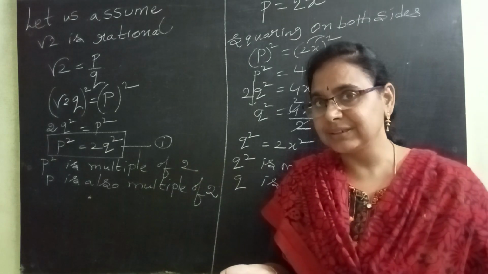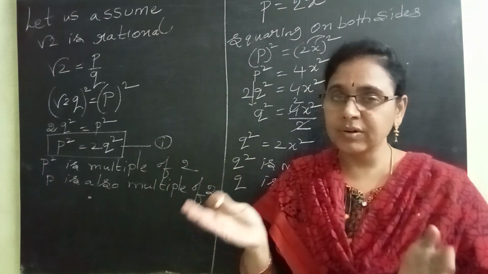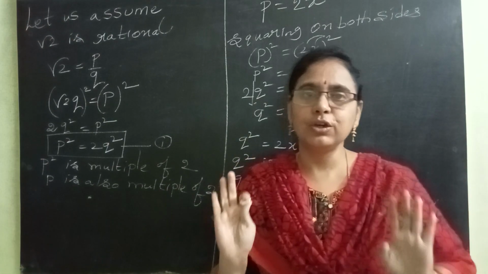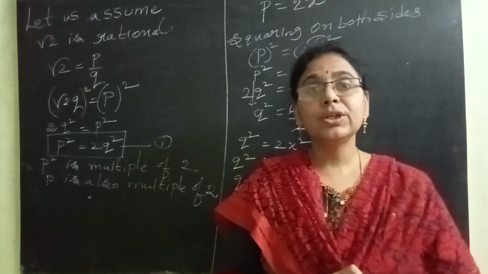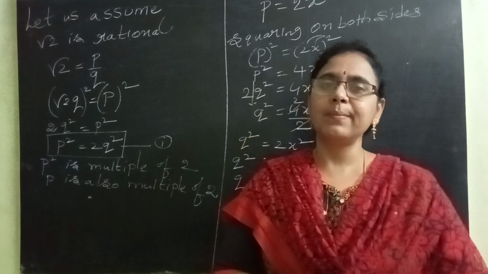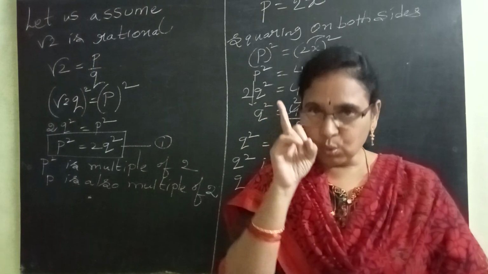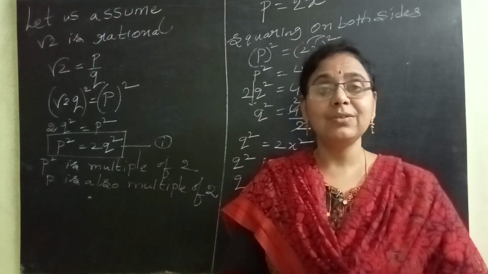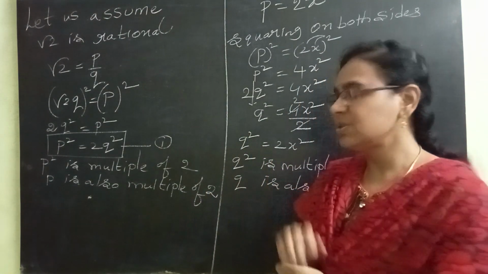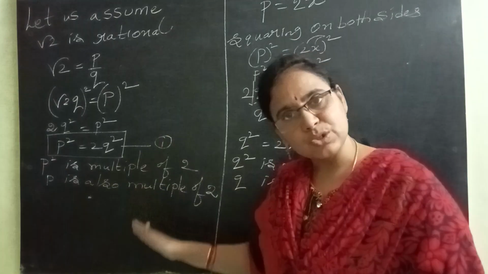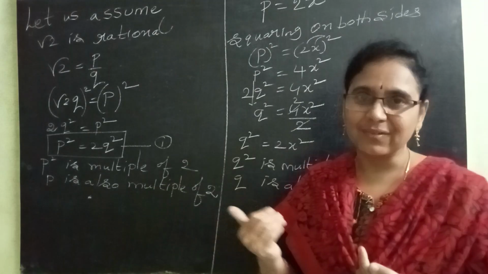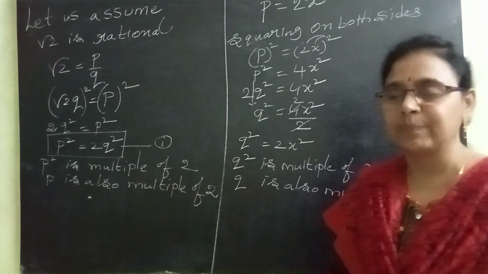How does it contradict? Is it your doubt? Already I explained P and Q must be co-primes. What do you mean by co-primes? They have only one as a common factor. Then we will say they are co-primes. But come to the solution. P is in the 2 table. Q is also in the 2 table, which contradicts our assumption.